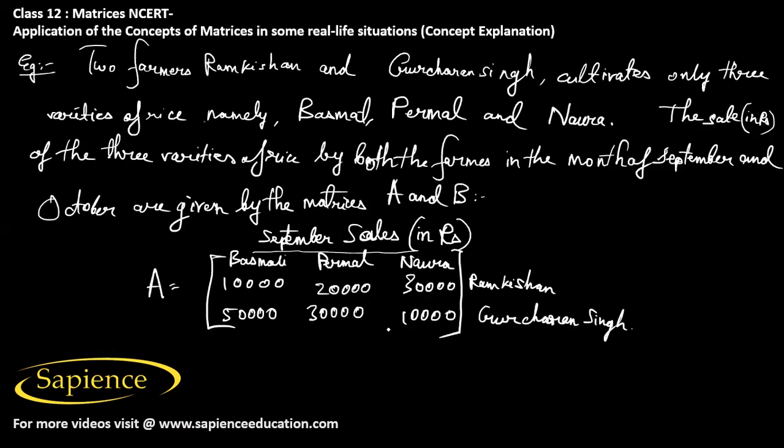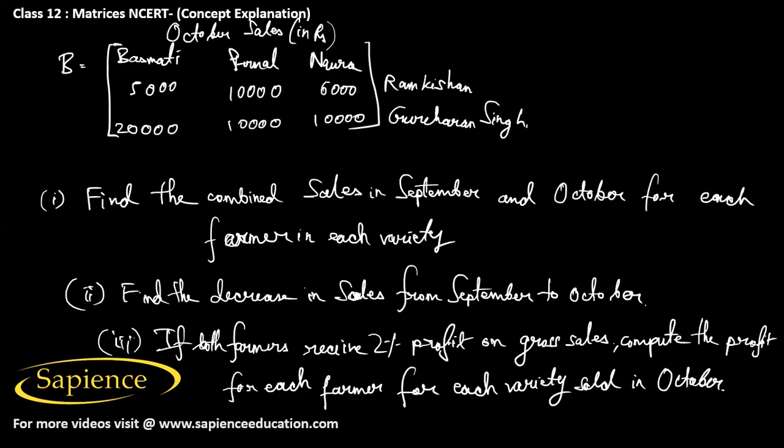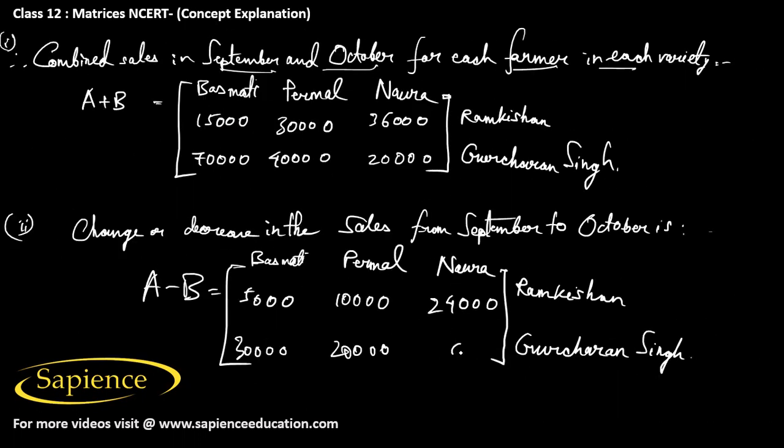And for Nora, the sales has not changed. In September and October, the sales amount is the same for Gurcharan Singh. So it will be 10,000 minus 10,000, that is 0. So this is the answer.